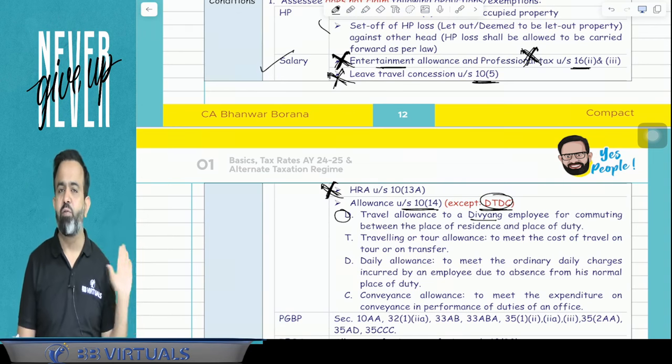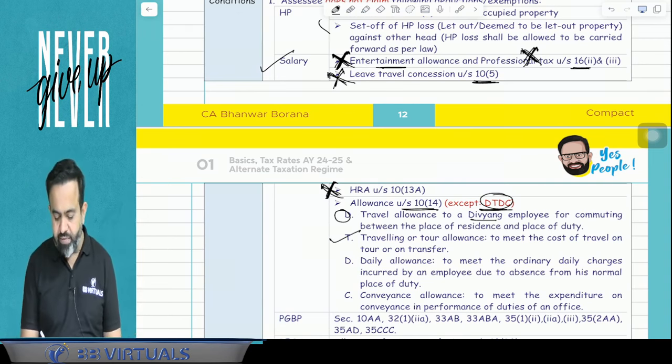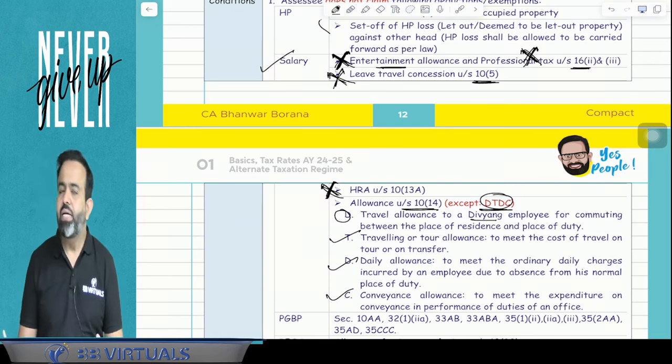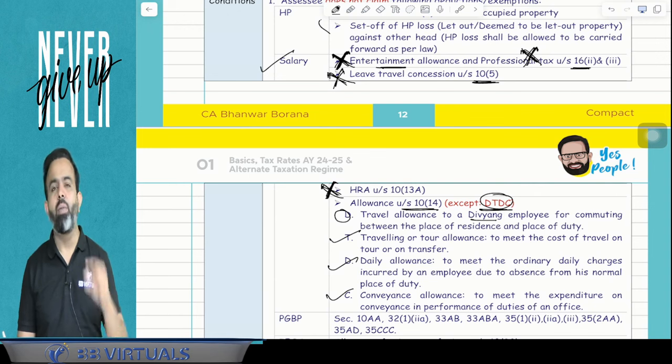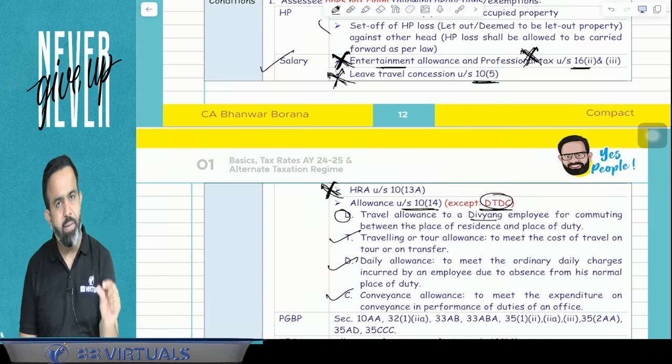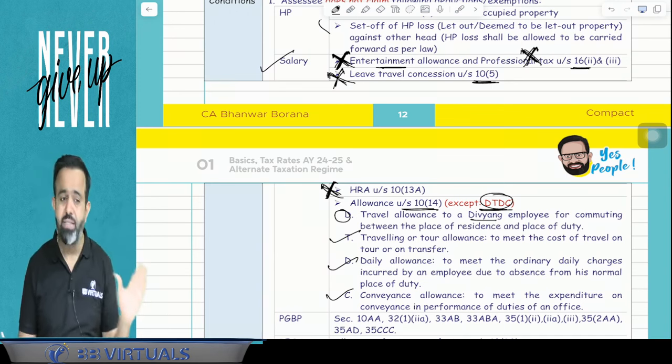Even if you are opting for 115BAC, one is the travelling on tour allowance, daily allowance and conveyance allowance. Guys, on the travelling on tour allowance, daily allowance and conveyance allowance, there is an exemption equal to the amount spent. Means the actual amount spent. So whatever amount is spent by the employee, that is your exempt amount. So that is still available, even if you are opting for 115BAC.